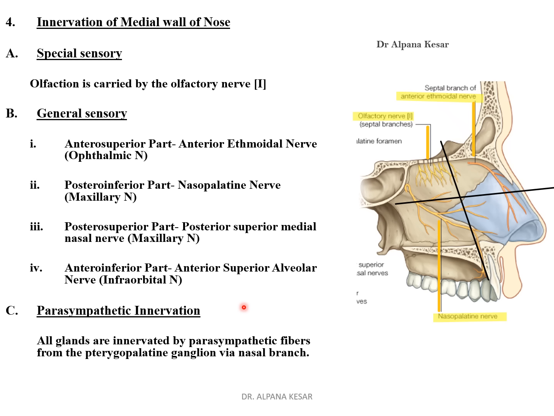The parasympathetic innervation or secretomotor nerve supply to the glands present in the mucosa of the nasal septum is by the pterygopalatine ganglion through its nasal branch.